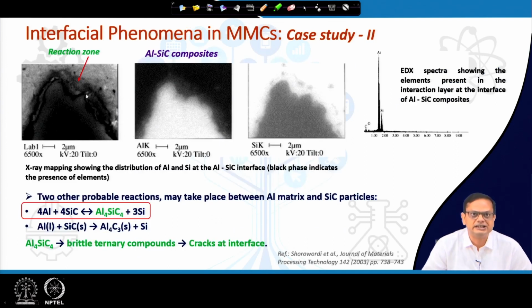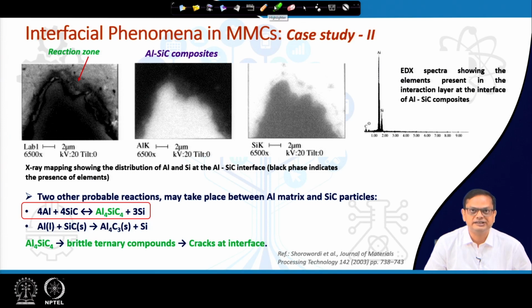What you are seeing here is the SiC particle, and beyond that you have the aluminum matrix, and in between these two at the interface you see quite a thick interface. So, obviously something is happening here.